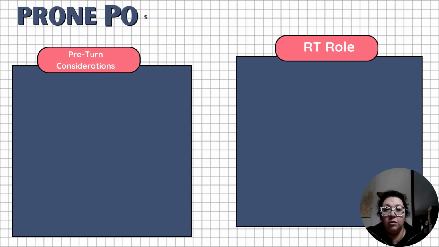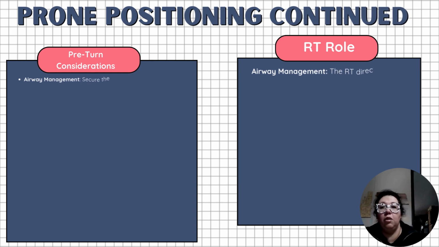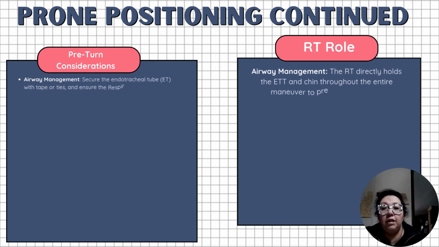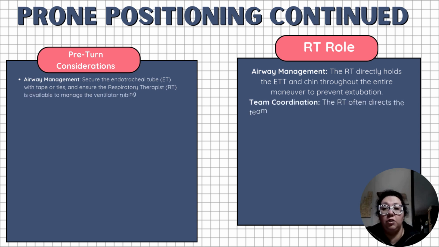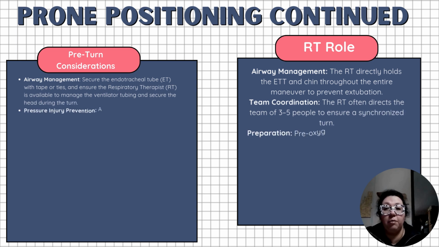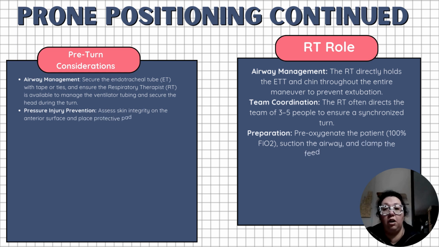Okay, we'll go to the next one. Prone positioning continued. So the pre-turn considerations for this, airway management. You have to secure the ET tube with a tape or a tie and ensure the respiratory therapist is available to manage the ventilator tubing and secure the head during the turn.